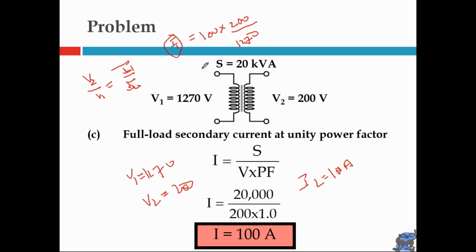What is the value of primary current? Right, 15.74 amperes. So this is the way of calculating the different powers, voltage values and current from the given transformer with respect to the given power factor.